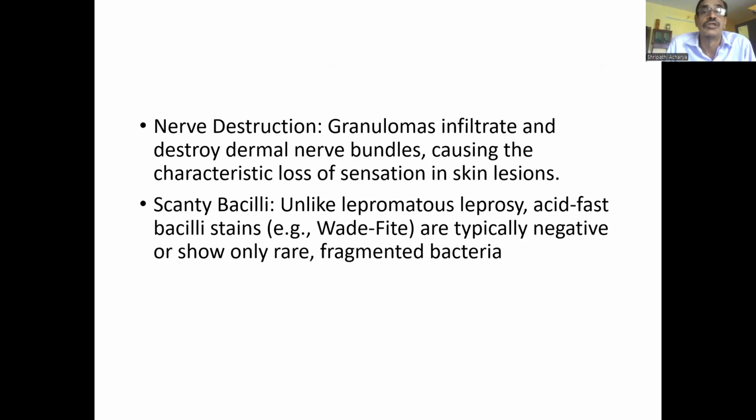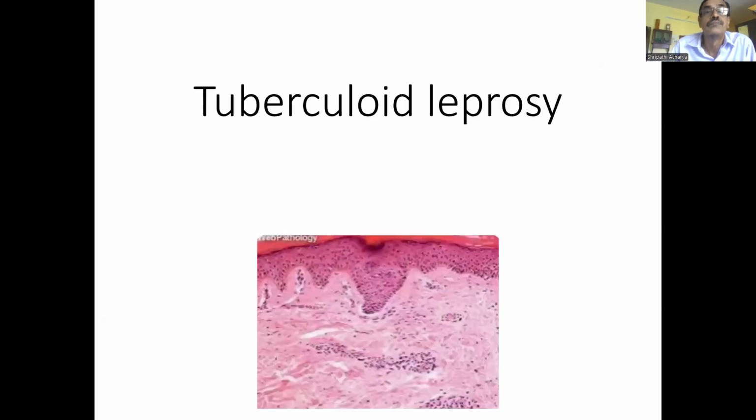Giant cells. Multinucleated Langhans giant cells are frequently present within the granulomas. Nerve destruction. Granulomas infiltrate and destroy dermal nerve bundles, causing the characteristic loss of sensation in skin lesions. Scanty bacilli. Unlike lepromatous leprosy, acid-fast bacilli stains, for example Fite, are typically negative or show only rare fragmented bacteria. Tuberculoid.